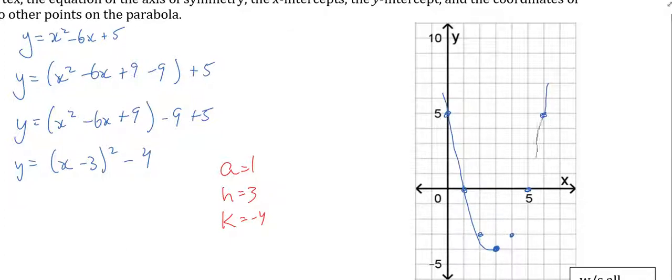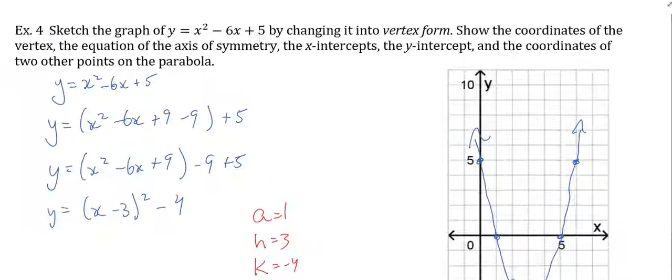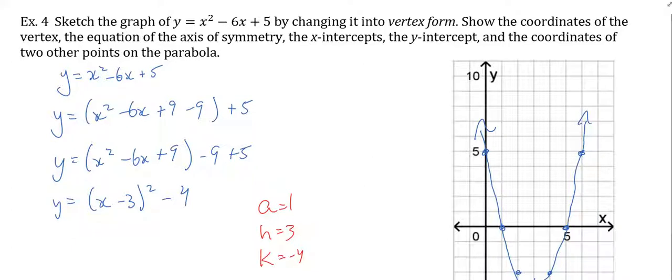And then I think in your practice, it wants you to identify some of the important information. So can you show the coordinates of the vertex? We could state the vertex. The vertex is positive 3, negative 4. The equation of the axis of symmetry, that's just like the vertex, right? So that's x equals 3.